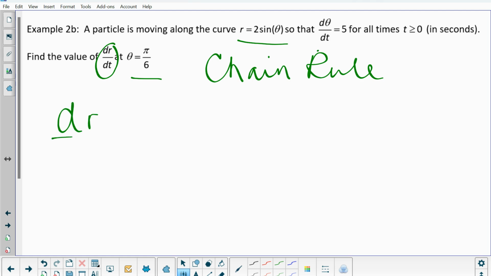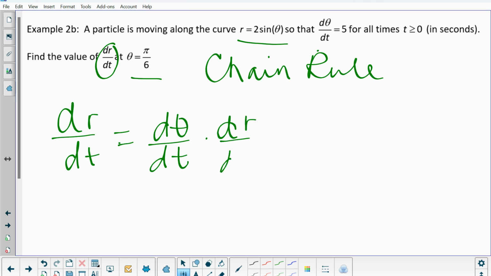So if you are looking for dr dt, but you know you have d theta dt, if you could take d theta dt and multiply it by dr d theta, then you would have dr dt. So think about what's being canceled here. So this is the chain rule. So the d theta dt times dr d theta, the d thetas cancel, and you're left with dr over dt. And there's some things you can fill in. So one of the things you can fill in is that d theta dt is automatically equal to 5. That was given to you.